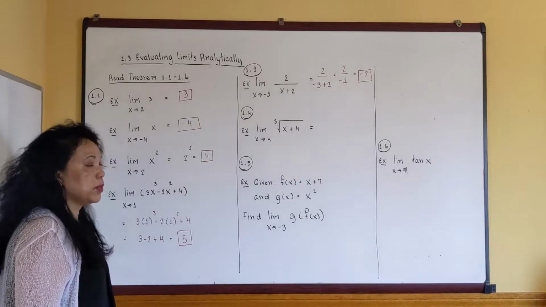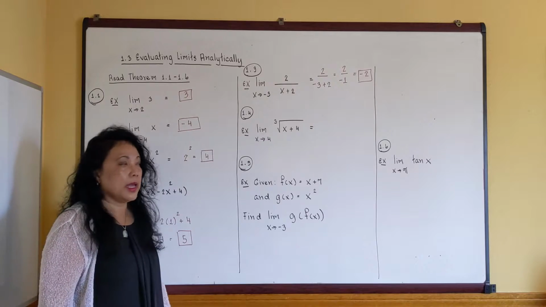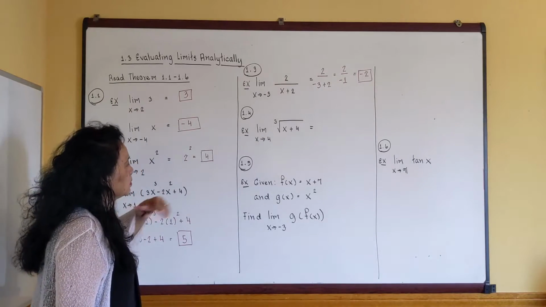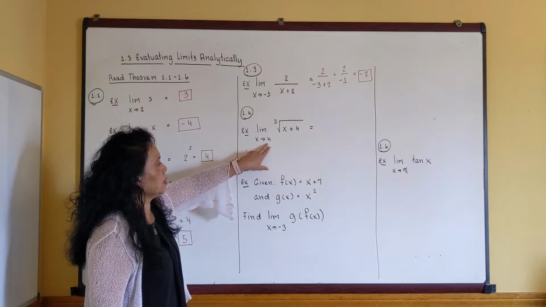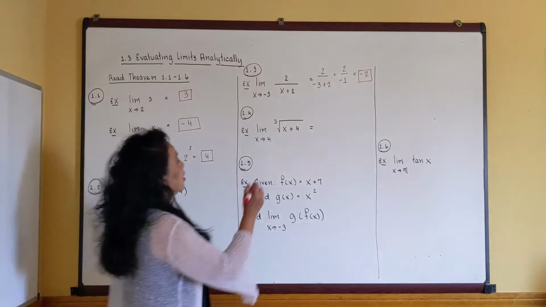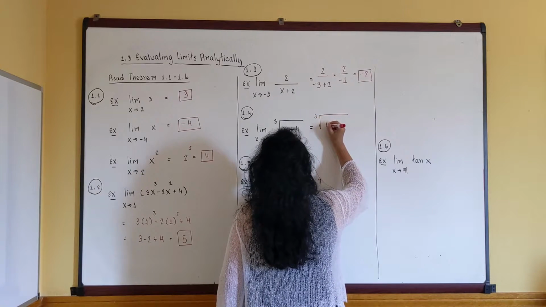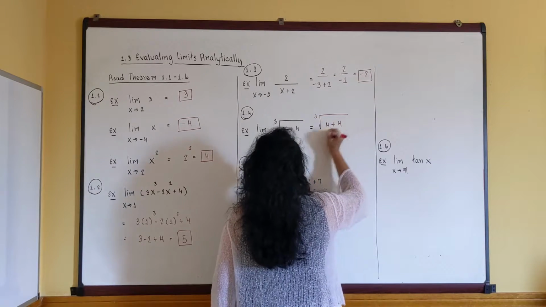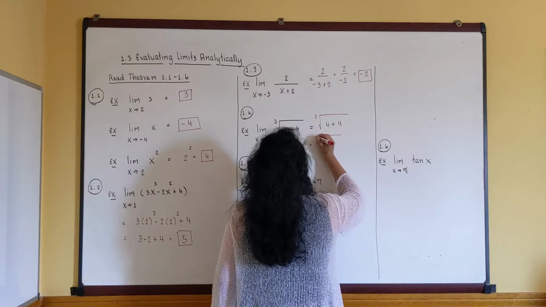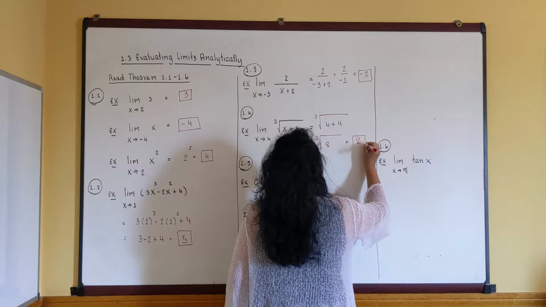Now, theorem 1.4 states that if you have a radical and x approaches some number, and you can do direct substitution, you can do so. So we're going to have the cube root of 4 plus 4, which is the cube root of 8. The cube root of 8 is 2.